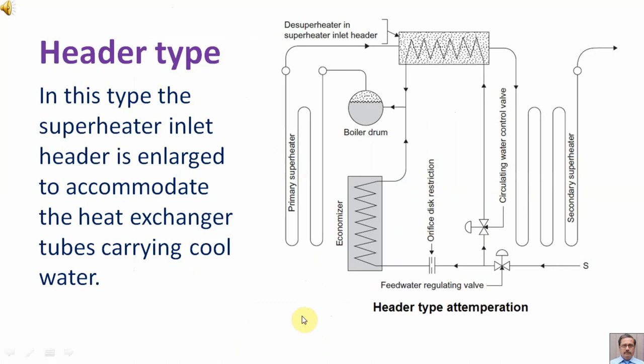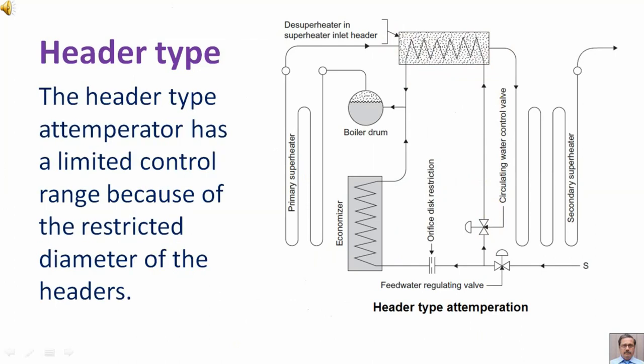In this type, the superheater inlet header is enlarged to accommodate the heat exchanger tubes carrying cool water. The header type attemperator has a limited control range because of the restricted diameter of the headers.